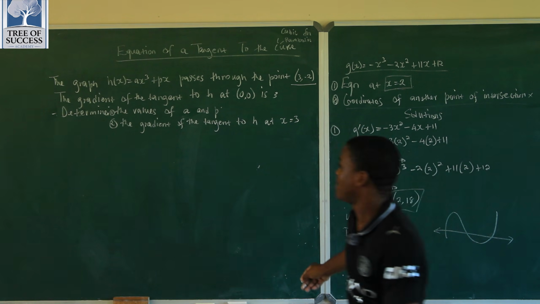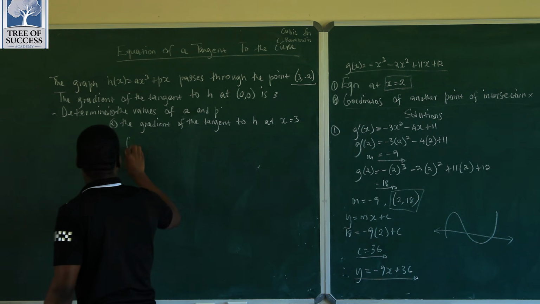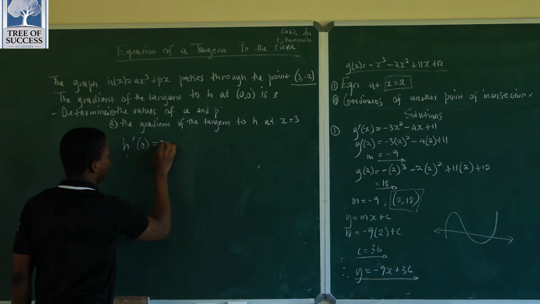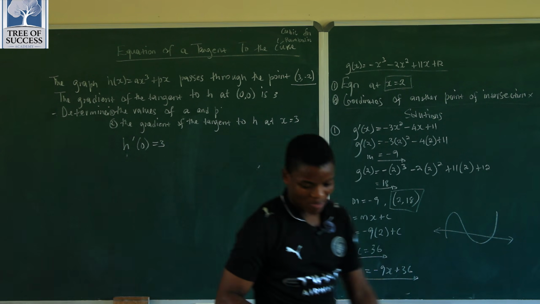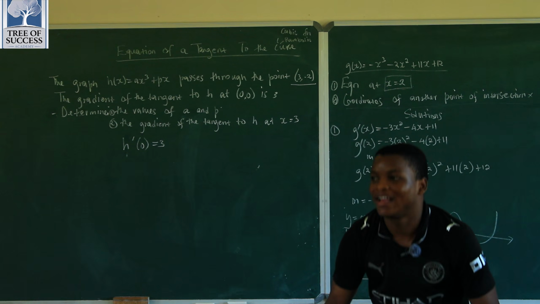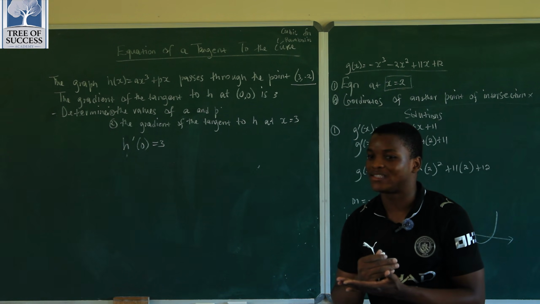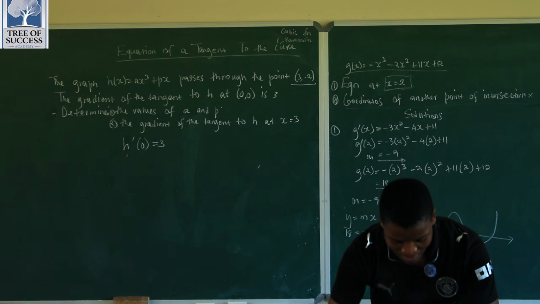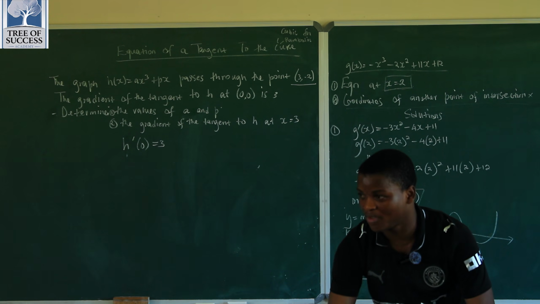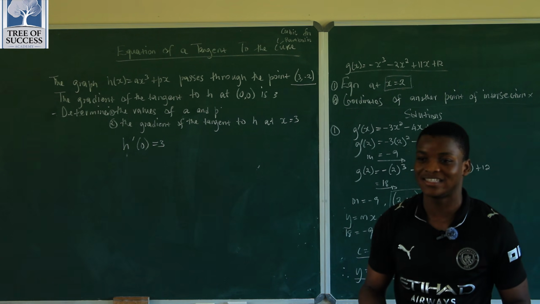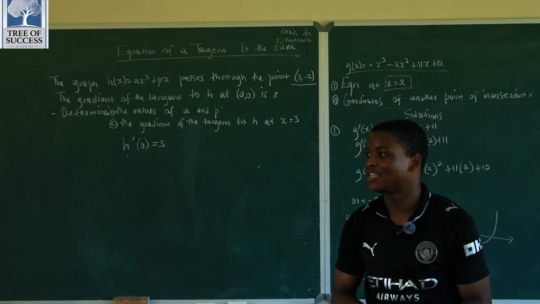So h prime at 0 is equal to 3. One thing you must familiarize yourself with, make sure you are able to take a statement in words and write it in mathematical terms, right? Because in other topics, like finance, you will need to read the English, understand the English and then write it in terms of maths.